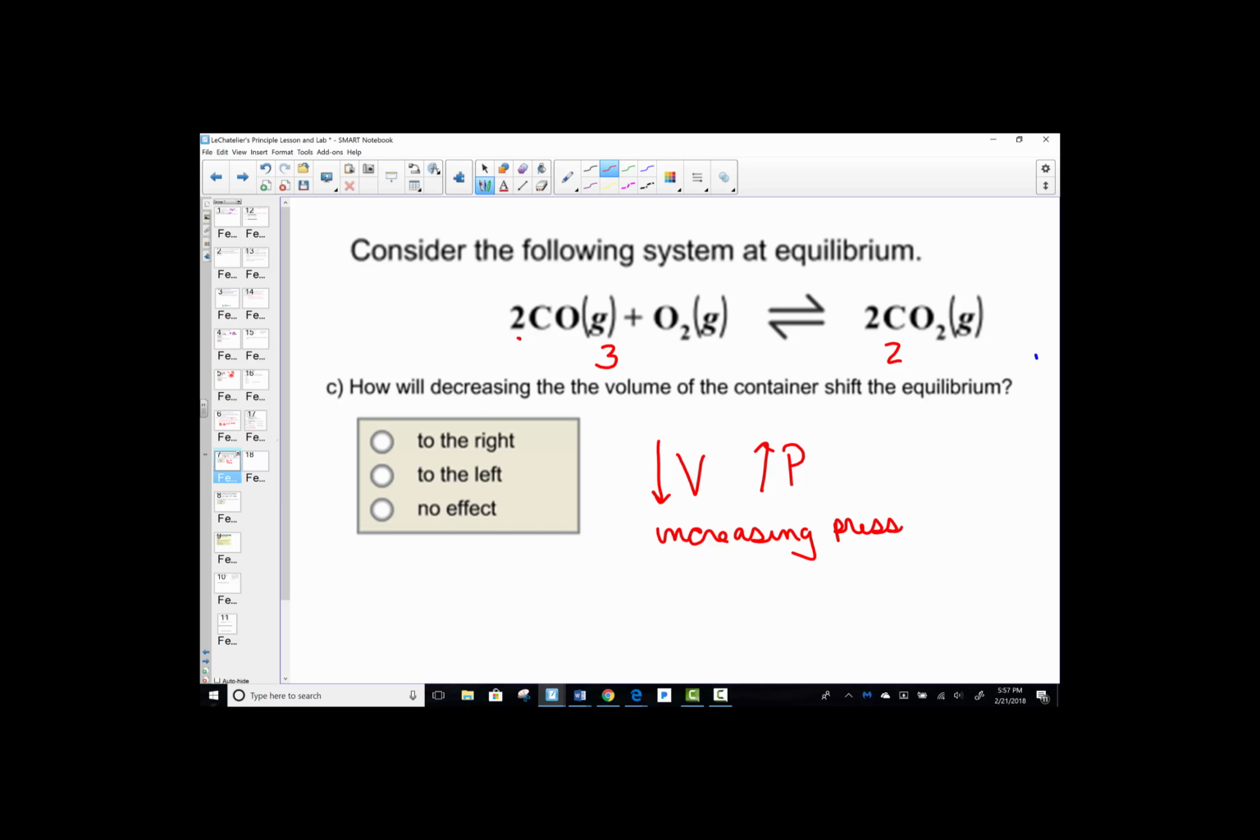Remember that inverse relationship. If this is the stress, what will the system want to do to counteract it? To counteract high pressure, we want to lower the pressure. Which side of that arrow would lower the pressure? To drop the pressure, we need the fewest molecules. Fewer molecules make fewer collisions, and the side with fewer molecules is the product side, carbon dioxide. If we decrease the volume and therefore raise the pressure, the system will counteract by favoring the side with the fewest collisions, which is the product side. It'll shift to the right.